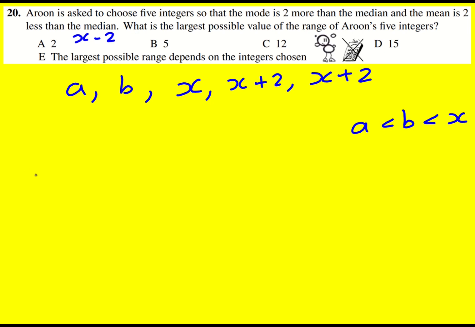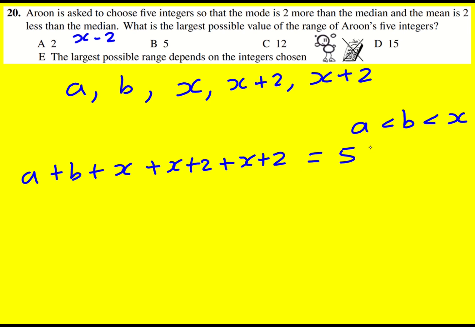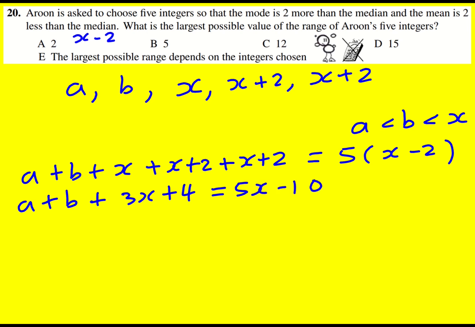And that's going to be my next step, because I'm going to add them together, a plus b plus x plus 2 plus x plus 2. And if I divide that by 5, I would get x minus 2, which is equivalent to saying that if I times the mean by 5, then I will get the sum of the numbers. Okay, that's a little fact that you need to know. Therefore, a plus b plus 3x plus 4 is equal to 5x minus 10.